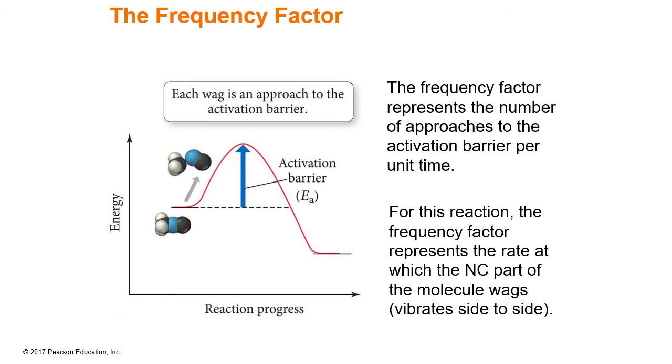In this particular example, you can think of it as the NC molecule as it begins to rotate. You can think of it kind of like a dog's tail wagging. So as it begins to weaken that bond and begin to rotate, it's wagging back and forth. And that's what our frequency factor represents in this particular example. So the amount of times that that bond weakens and it approaches that activation energy barrier.